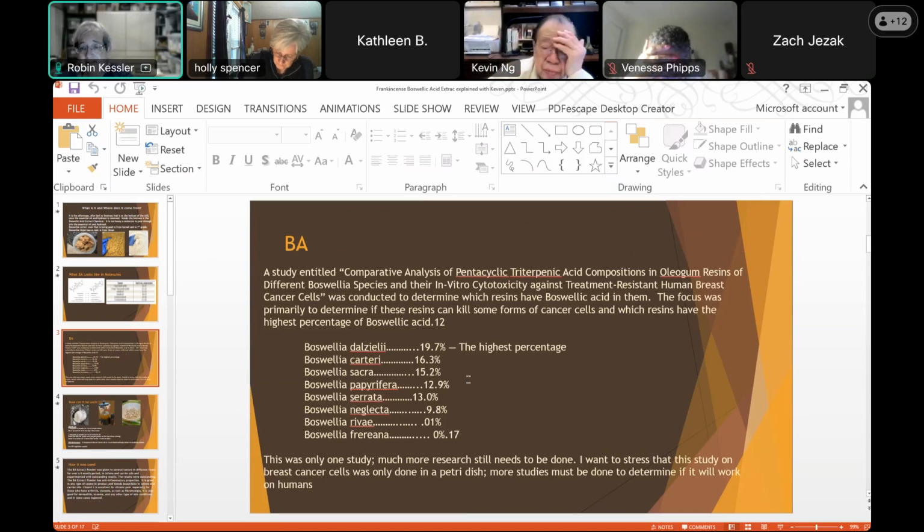Boswellic acid has 16.3% in the resin, Sacra 15.2, Paparia 12.9, Serrata 13, Neglecta 9.8, Rivea only 0.1, and Boswellia fariana has basically nothing. But this was done on resin. It was not done on any powder. No powder was made. It was not done on any of the biomass. They actually took the resin and did it.